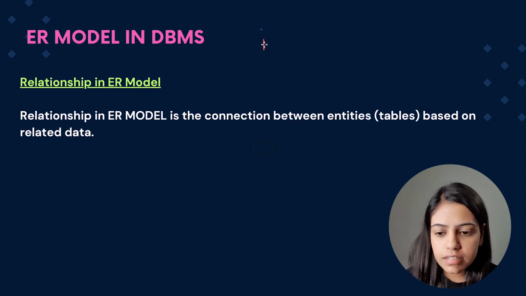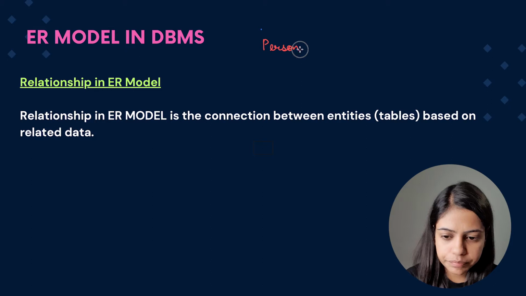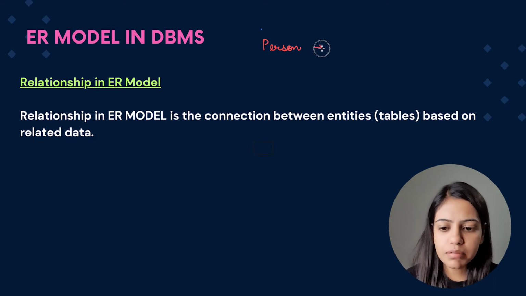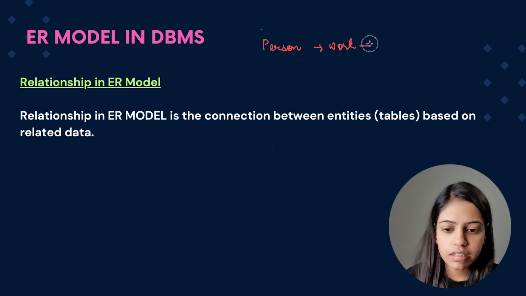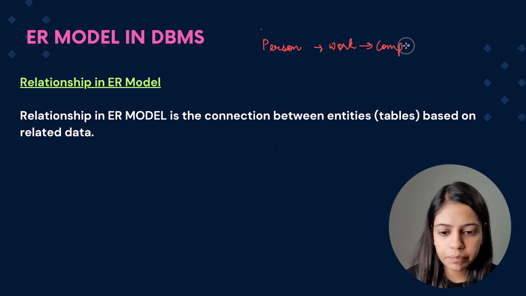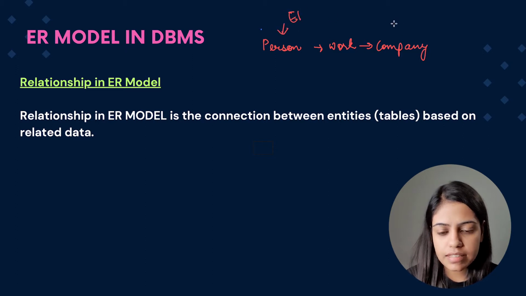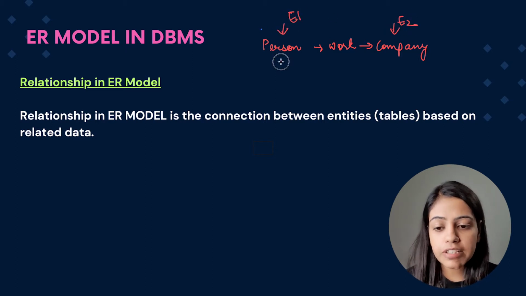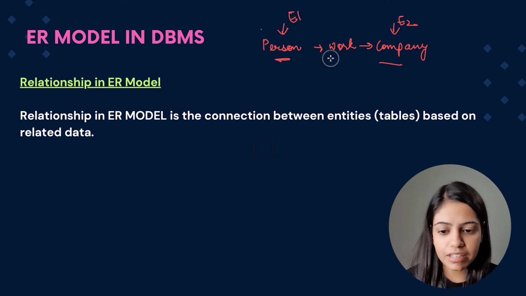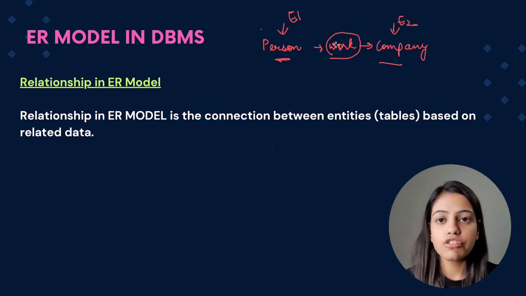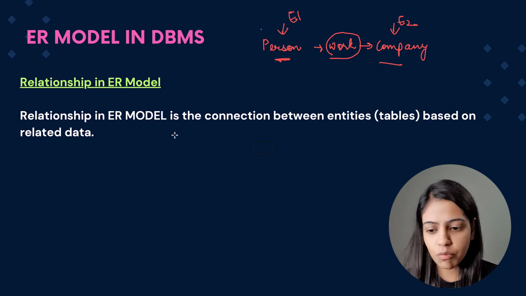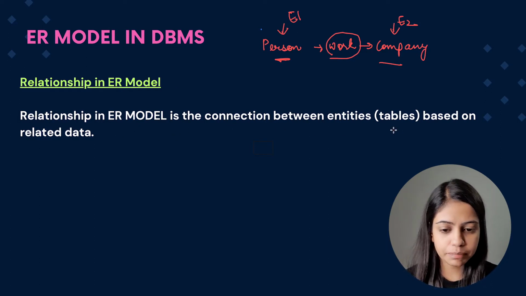So consider that there is an entity called person. Okay, so now person may work in some company. So there are two entities. First one is person and second one is company. Now the relationship among person and the company, that is work, is called a relationship. So basically association between two entities or connection between two entities is called a relationship. So relationship in ER model is the connection between two entities tables based on the related data.